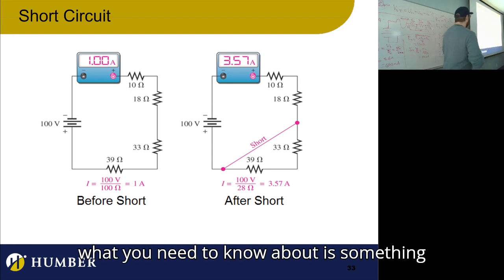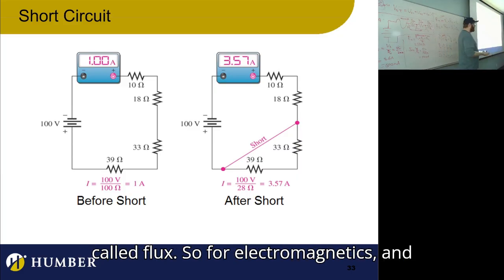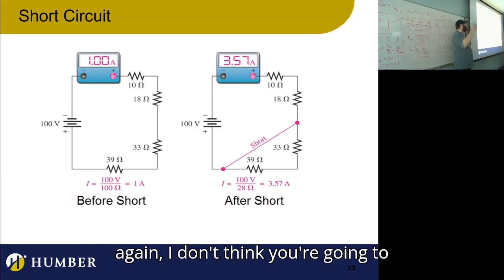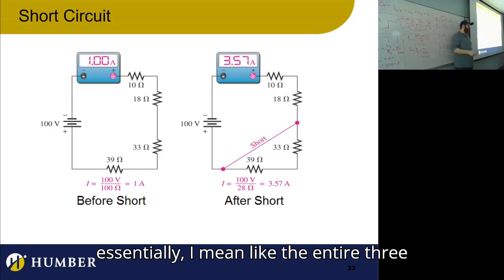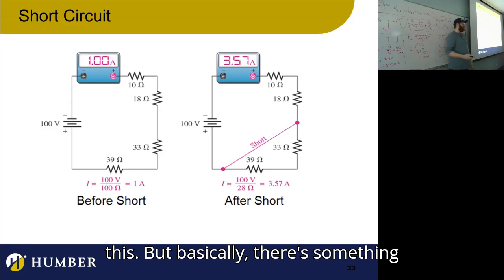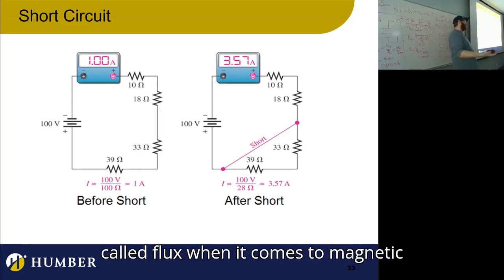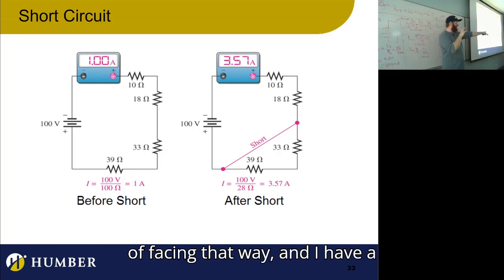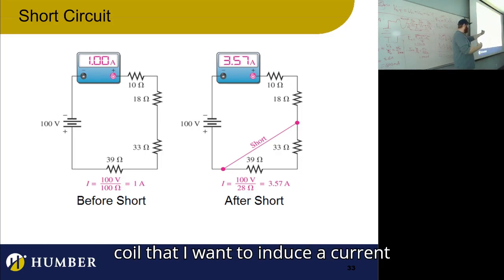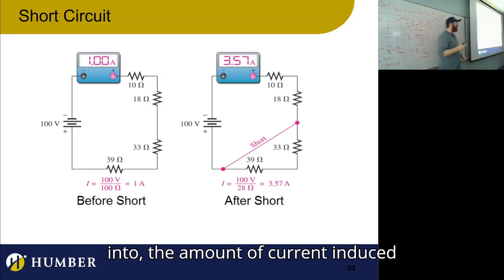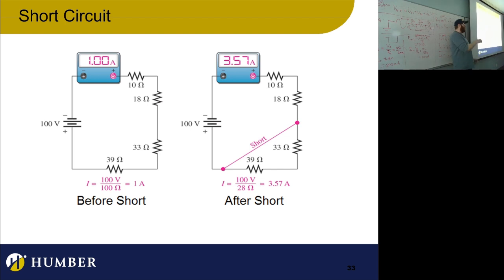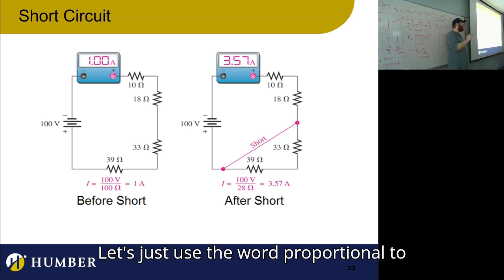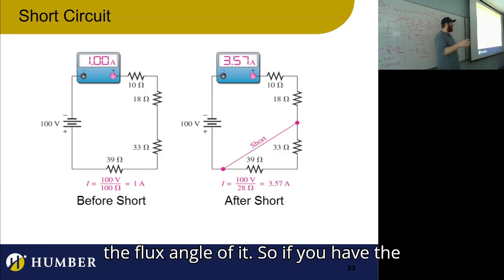Okay, so what you need to know about is something called flux. So for electromagnetics, and again, I don't think you're going to learn this in this course, but essentially, like the entire 3 years, I don't think you guys will learn this. But basically, there's something called flux when it comes to magnetic fields. So if I have a north magnet kind of facing that way, and I have a coil that I want to induce a current into, the amount of current induced is, let's just use the word proportional to the flux angle of it.